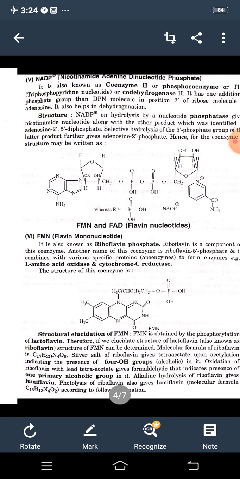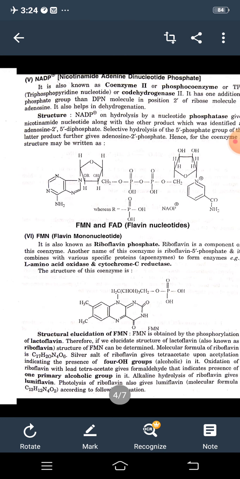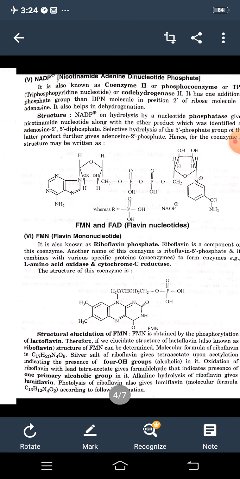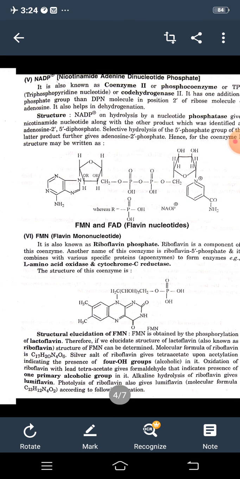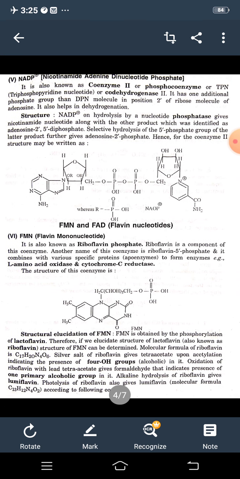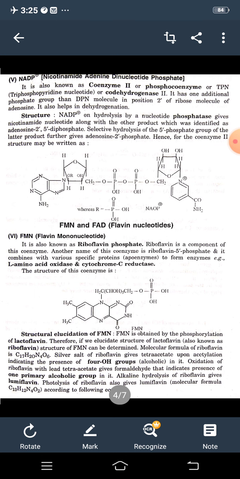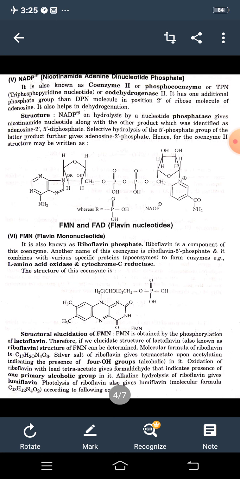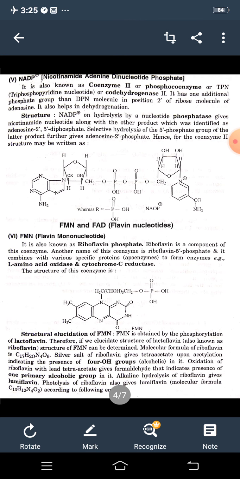So next our coenzyme is FMN and FAD, means flavin nucleotides. FMN means flavin mononucleotide. It is also known as riboflavin phosphate. Riboflavin is a component of this coenzyme. Another name of this coenzyme is riboflavin 5' phosphate, and it is combined with various specific proteins of coenzymes to form enzymes, that is L-amino acid oxidase and cytochrome C reductase. The structure of this coenzyme is given below.